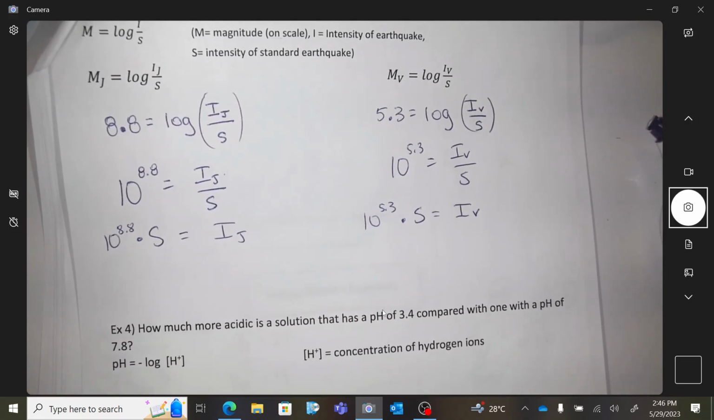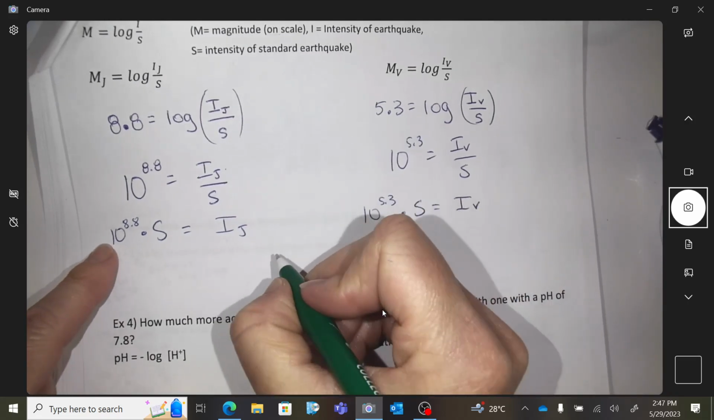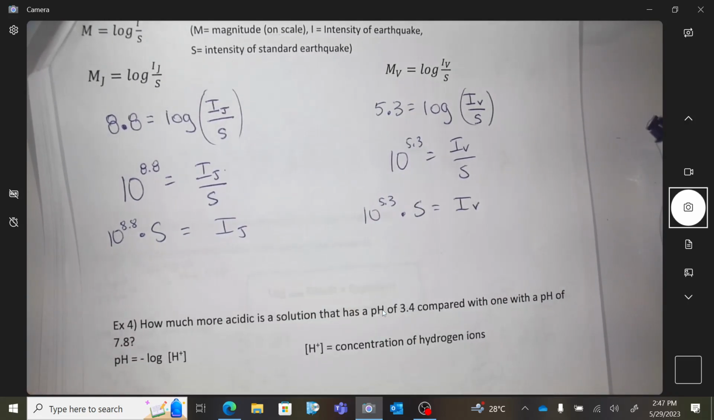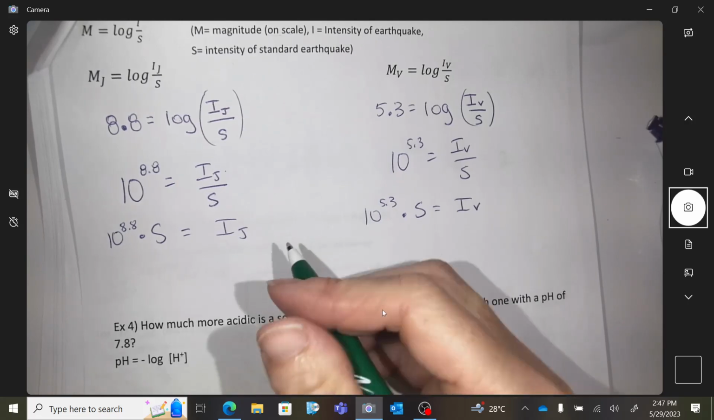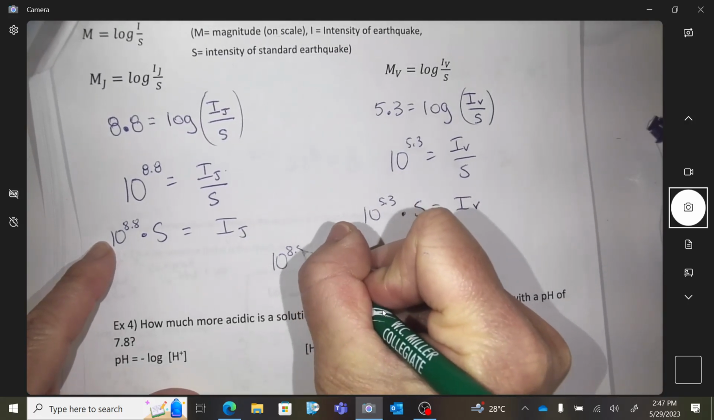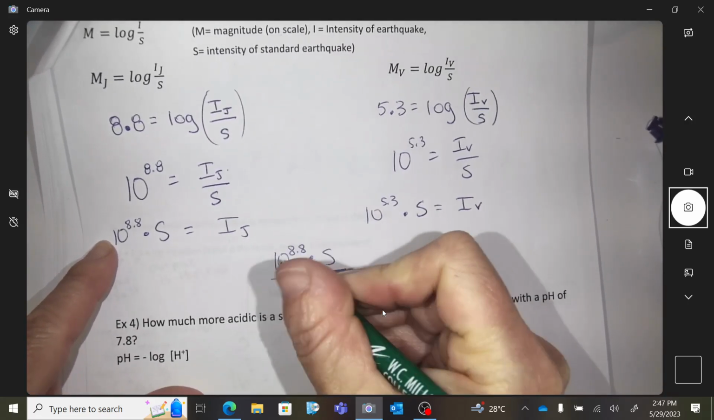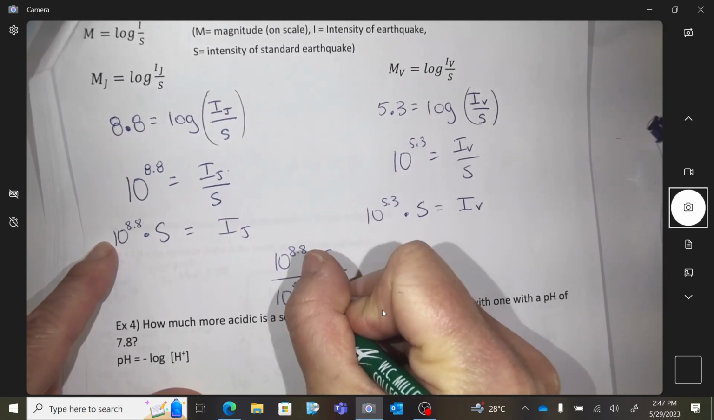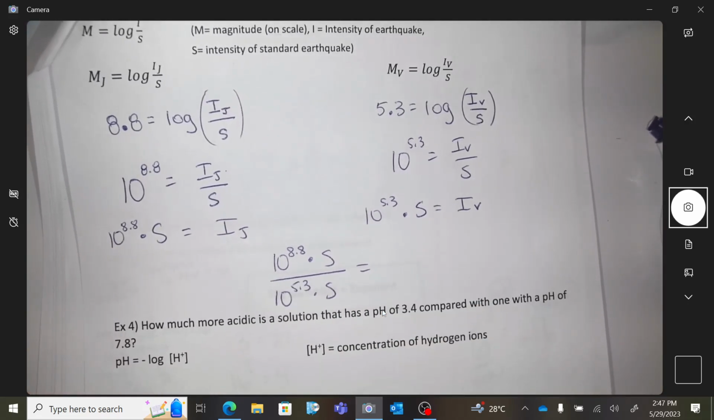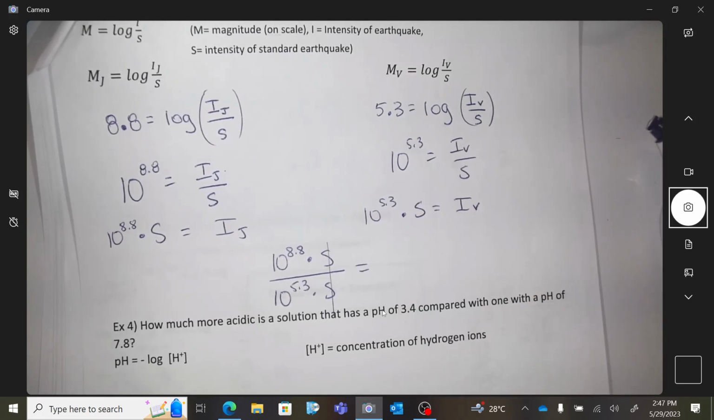What math operation do you do to see how much more intense or greater something is? Add, subtract, multiply, or divide. Subtract. How much more times greater is it? Divide. You would divide them. Okay, are you okay if I'm crossing those out, right?